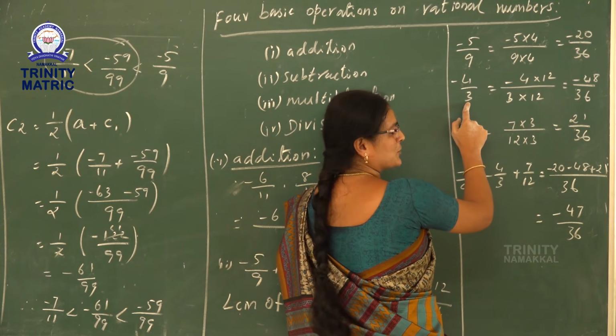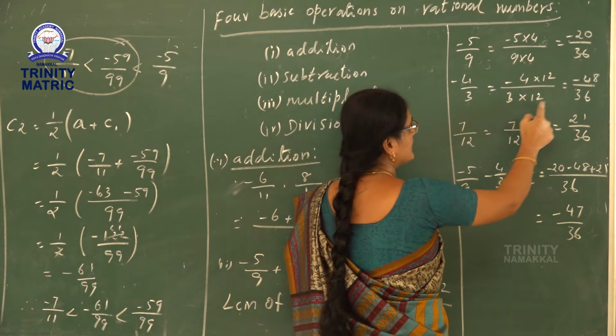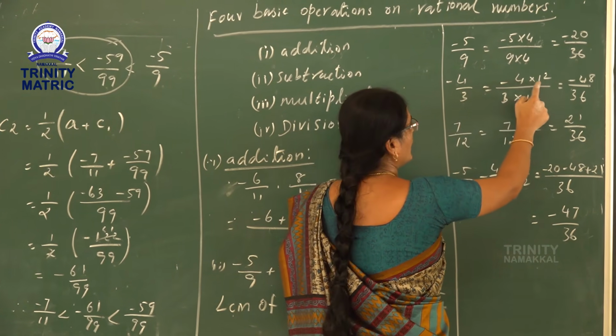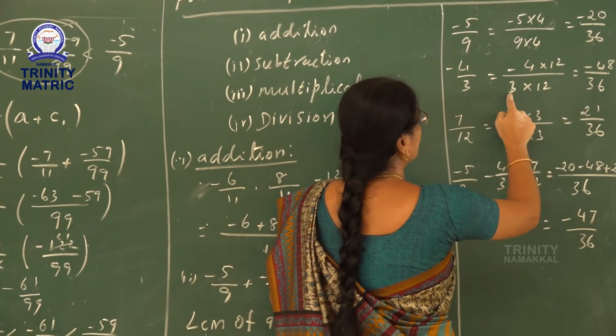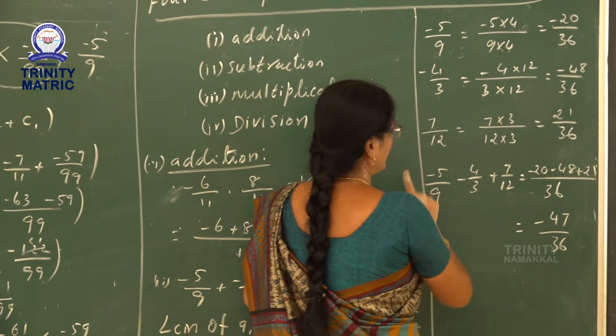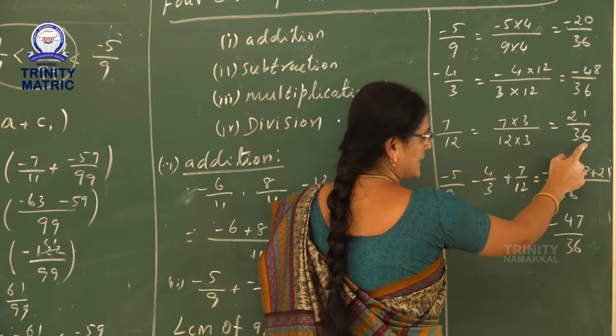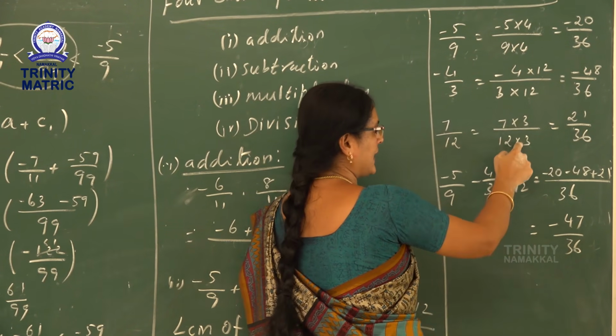Again, we want to get 36. In 3, we should multiply by 12 to get 36. In the numerator also, we should multiply by 12. Minus 4 into 12, minus 48, 3 12s are 36. Next number, 7 by 12. 12 into 3, we get 36. In the numerator also, we multiply by the same number 3.